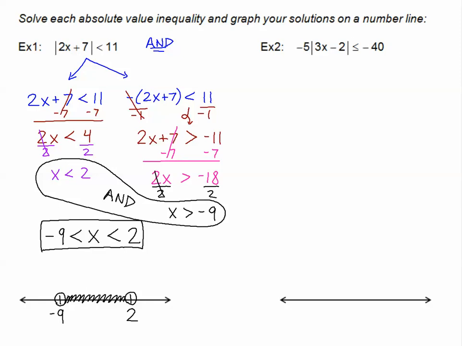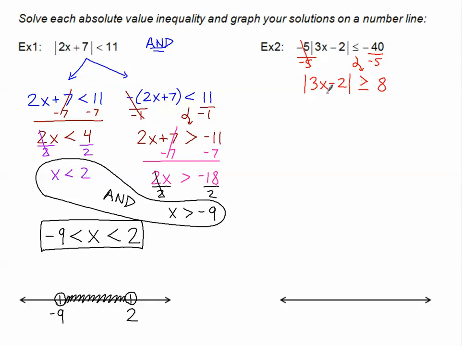Our second inequality, well, we can't go split anything up yet because it's not isolated. This negative 5 should not be here. We need to divide the negative 5 away first. So let's get rid of that negative 5. Then I will have my absolute value bars all by themselves. Watch out, negative 5. When we divide by a negative, that's going to switch that symbol, and now it's going to become a greater than or equal to. Negative 40 divided by negative 5, of course, is 8.